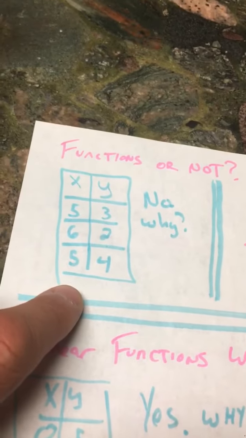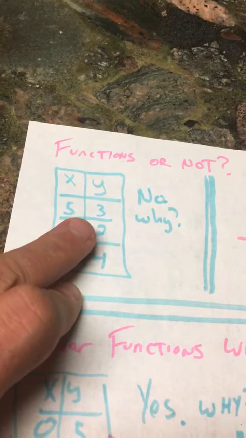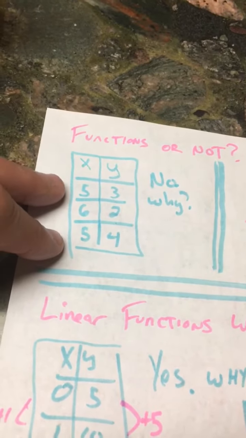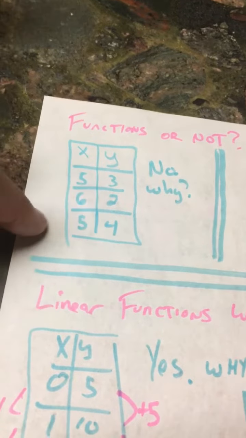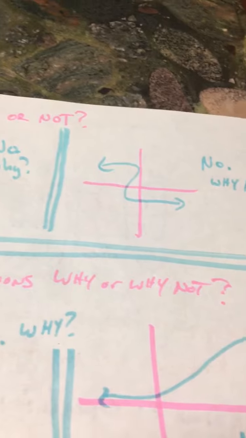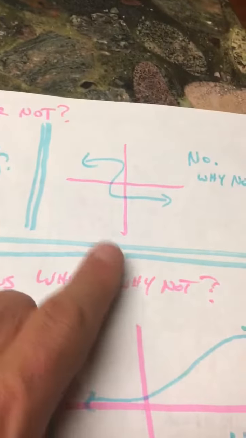Functions or not. So if I were to look at this one, why would this one not be a function? Notice I have 5, I get 3, 6 gets 2, 5, I get 4. Can't input a number twice and get 2 different outputs. That's not a function. Is this a function? For each input, there's one output. So we didn't really talk about that. It's definitely not linear because it's not a straight line. But look what happens here.